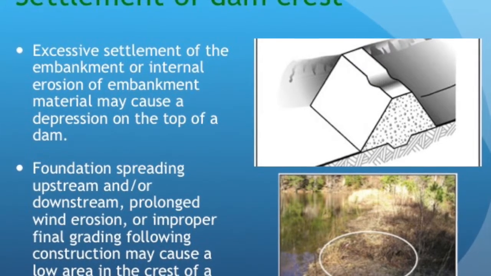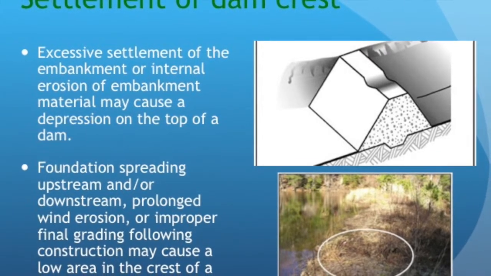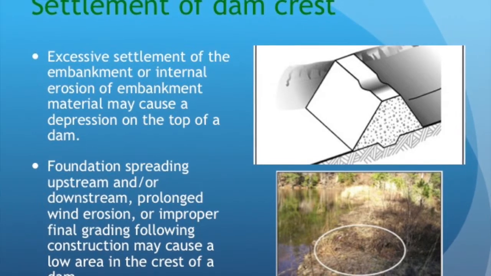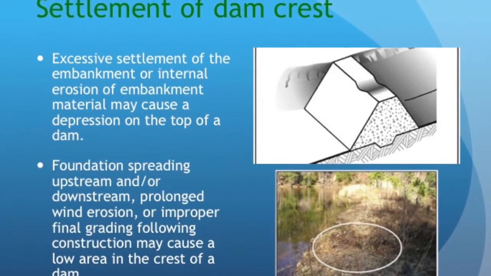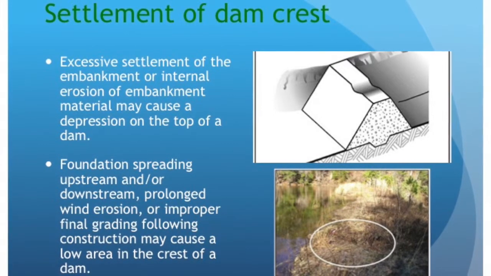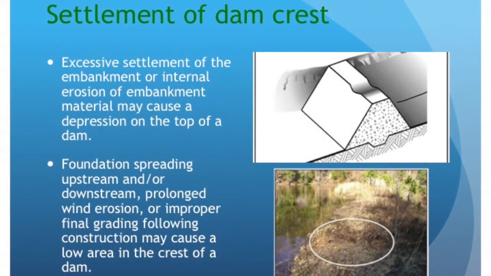Excessive settlement of the embankment or internal erosion of embankment material may cause a depression on the top of a dam. Foundation spreading upstream and or downstream, prolonged wind erosion, or improper final grading following construction may cause a low area in the crest of a dam.